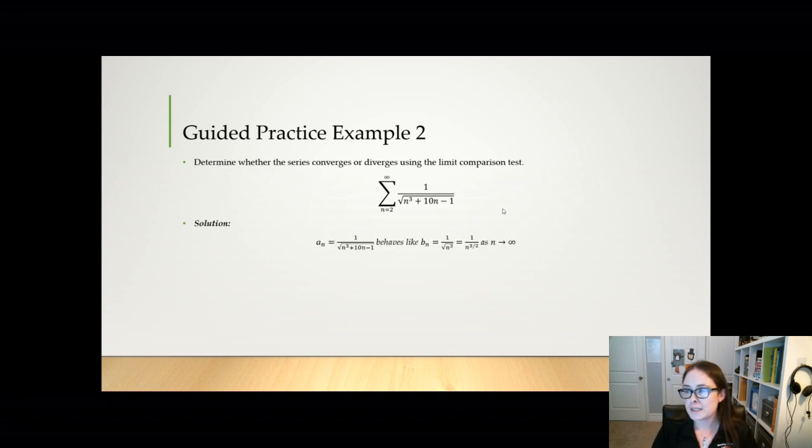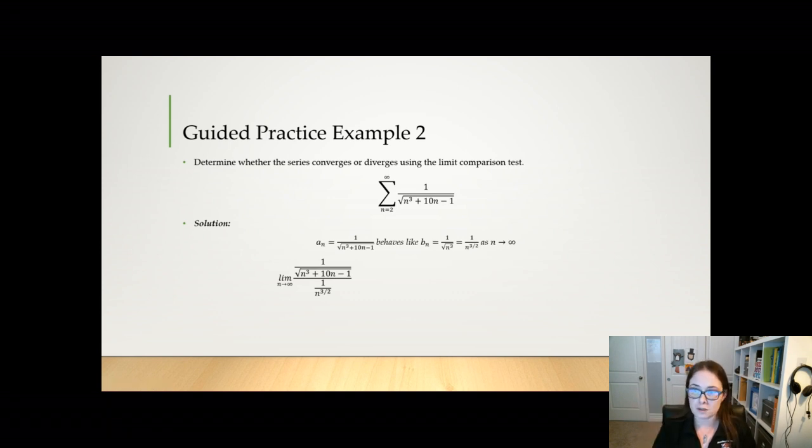Okay, so these two series are going to have the same end behavior. They're going to act the same because all I really did was drop off a few extra terms. And if we're going to infinity, they're still going to behave the same. And so this new Bn, I can simplify it, and I can even write it as 1 over n to the 3 halves. Okay? And then all I have to do is set up that limit.